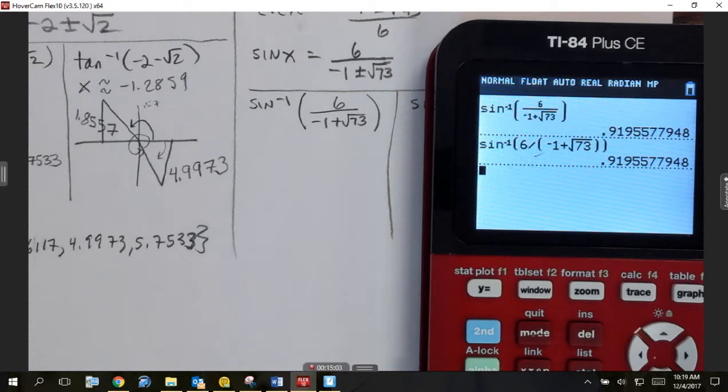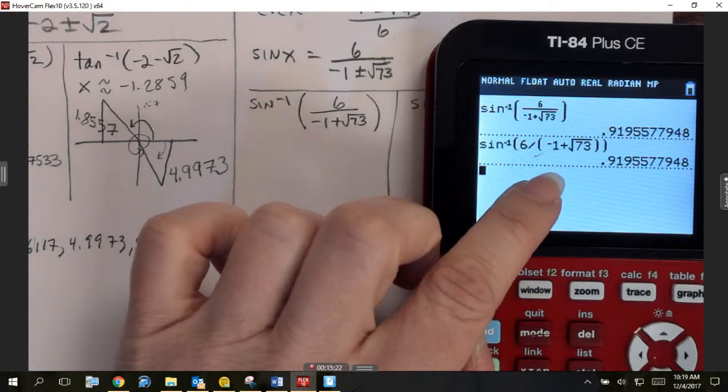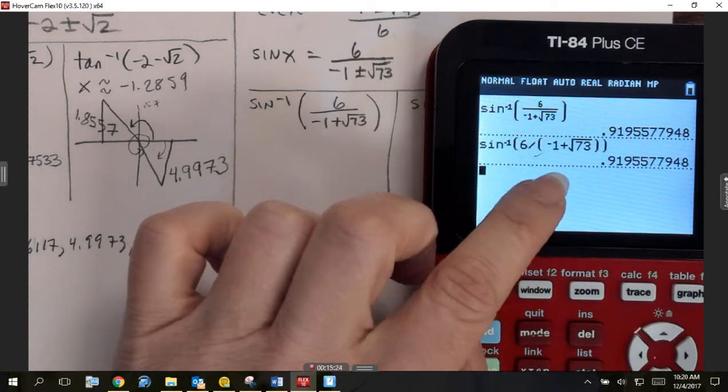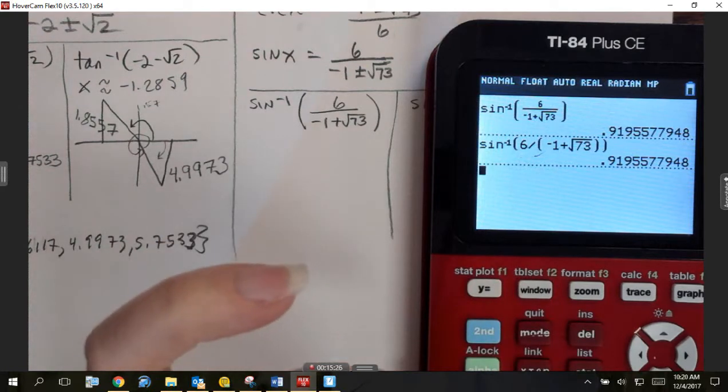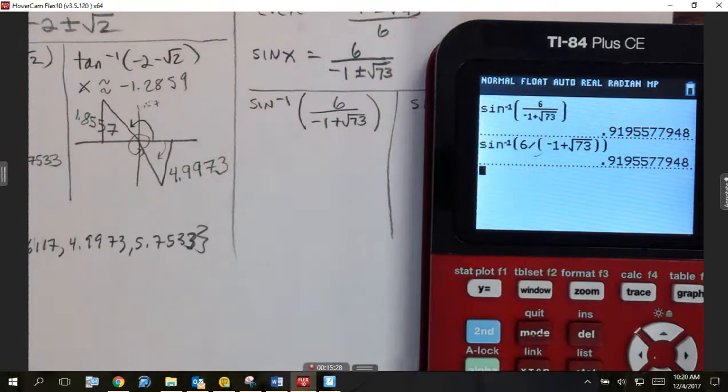Did you figure out your situation? Yeah, I think it is. The first time when you came, because you didn't put the extra parentheses in. See, I have the extra parentheses. That's why. Yeah, if you don't put the extra parentheses in, you have to tell the calculator that -1 plus square root 73 is all in the denominator. It only thought -1 was the denominator.